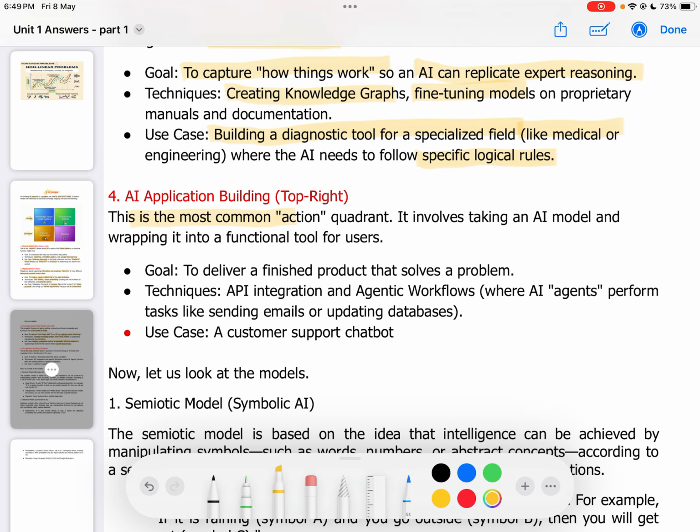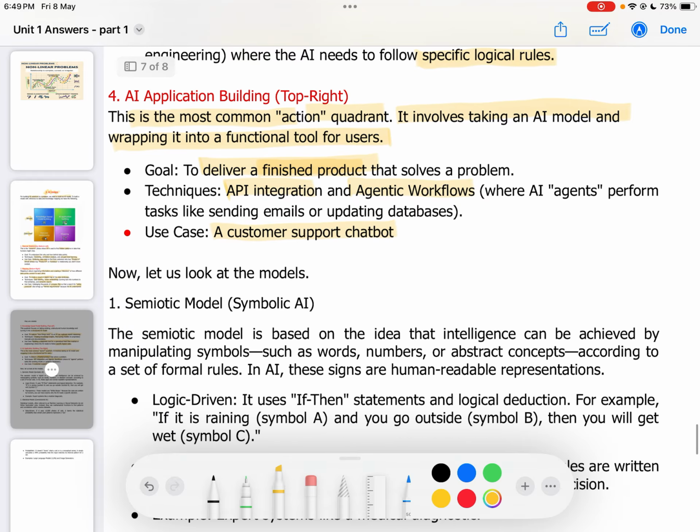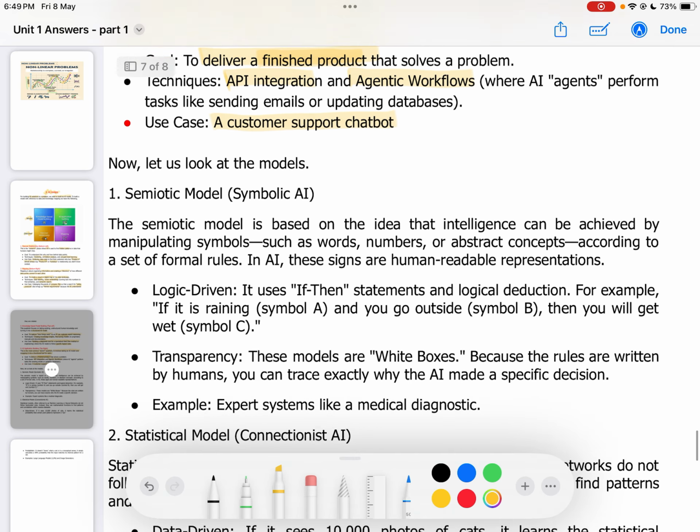This is the most common action quadrant. It involves taking an AI model and wrapping it into a functional tool for users. See, the goal is to deliver a finished product. Techniques are API integration, agentic workflows. I'll talk about agentic workflows in other videos. What is the use case? A customer support chatbot. Like Amazon, if you are trying to contact customer service, they are using AI for this. Now let's look at the types of models that are there.